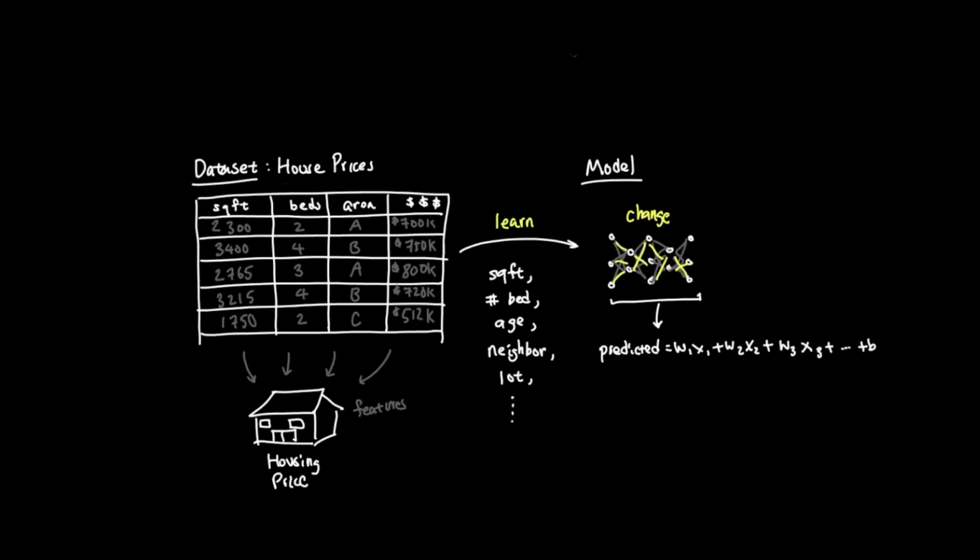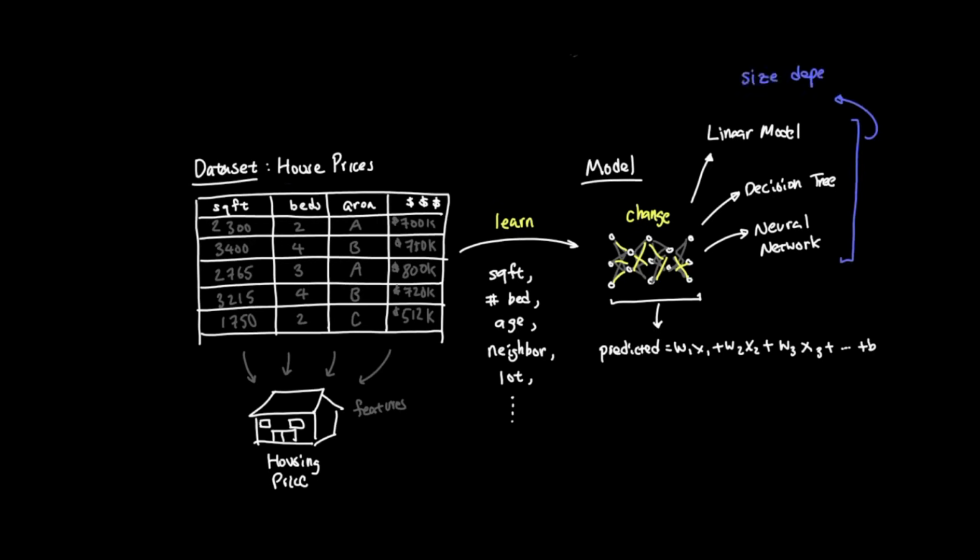Different types of models represent this prediction function in different ways. A linear model uses weights in a simple equation. A decision tree makes predictions by asking a sequence of yes or no questions. A neural network uses layers of weights to learn more complex patterns. We'll get into neural networks later, but for now, the important idea is that every model has some structure it uses to turn inputs into predictions. This can be very small or extremely large depending on the model.